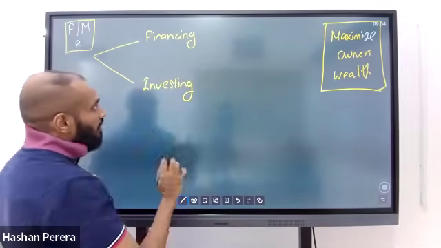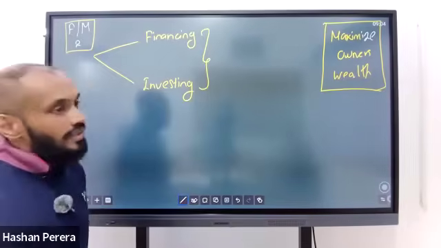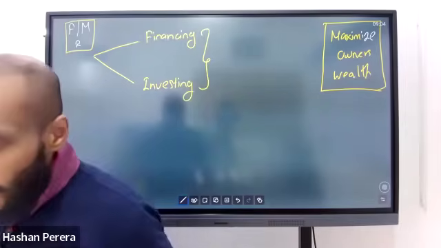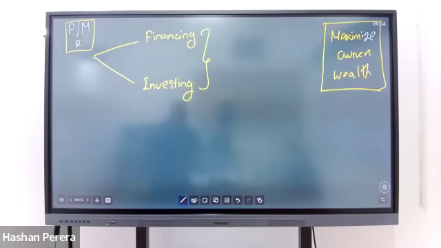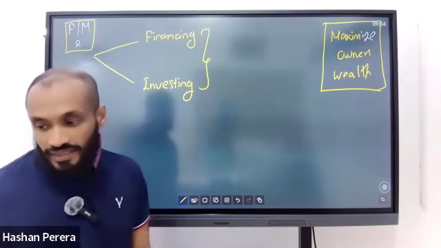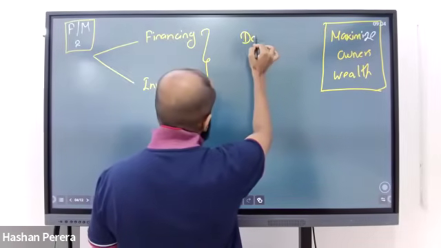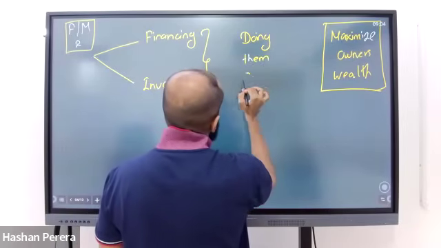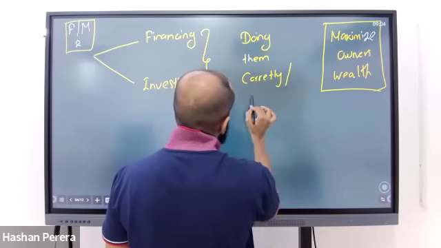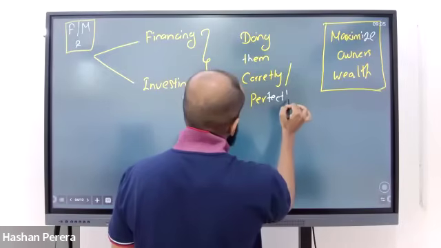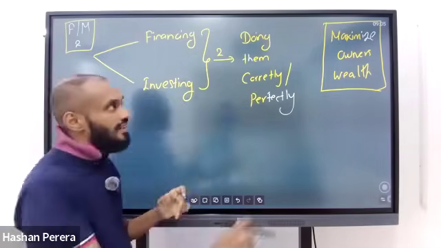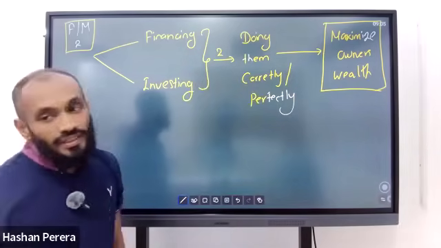Now, I am going to tell you that if we perform these two decisions perfectly, correctly, or optimally, then doing these two things, making these two decisions correctly and perfectly, makes sure we are achieving this final objective.